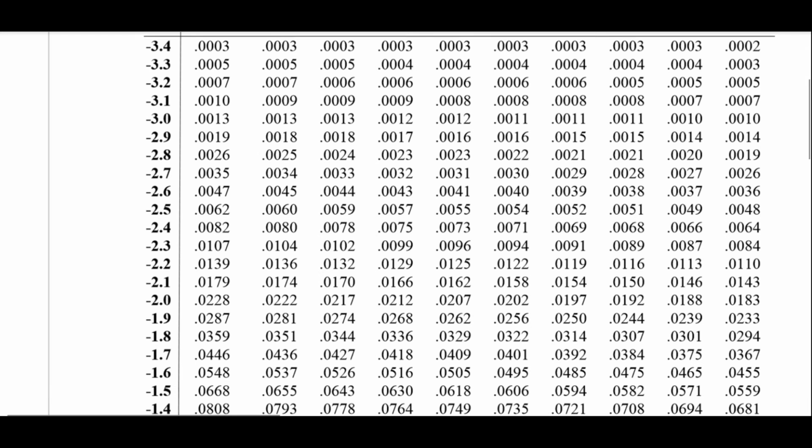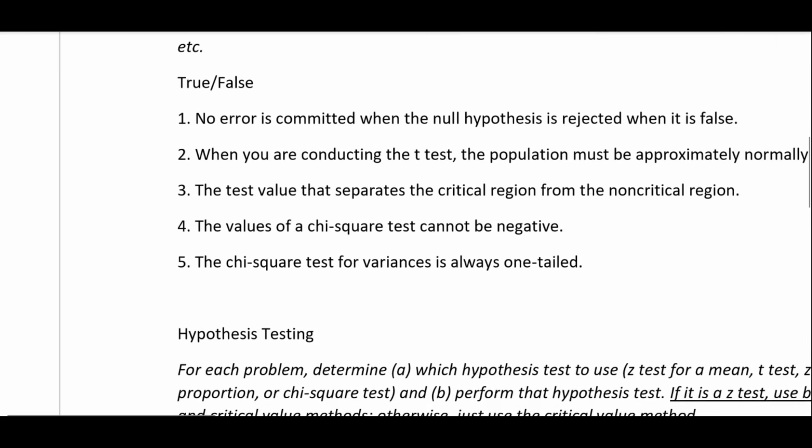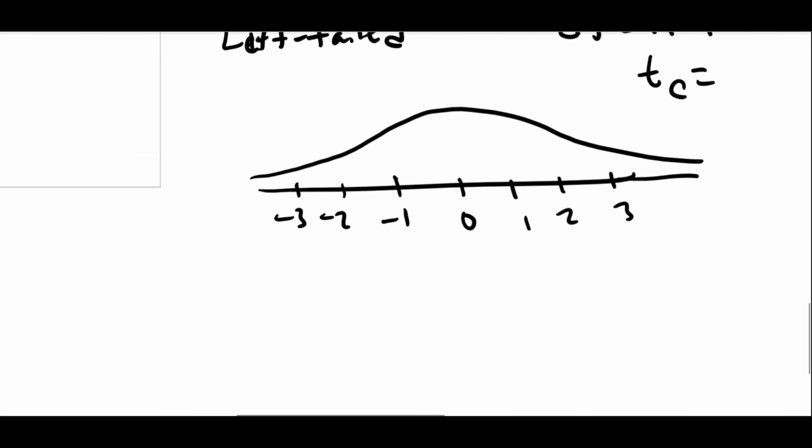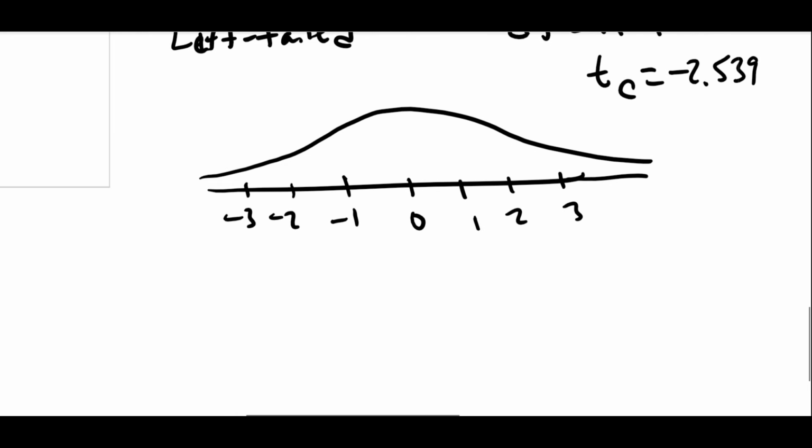Okay, so for our graph here, we have a t-score of negative 2.539. We're going to label that right here, somewhere around here. Now we're going to shade the area to the left for the left-tailed test. All right, and that's my rejection region.